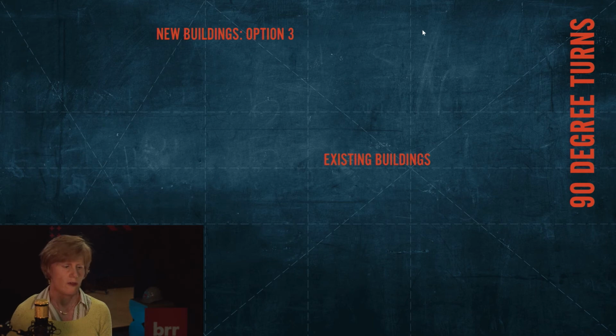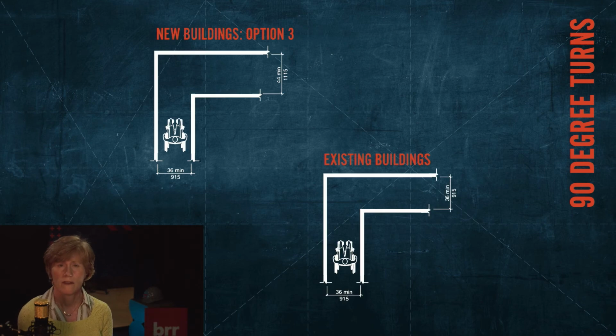So the third thing I want to talk to you about today has to do with 90-degree turns. So as you can see on the screen, a 90-degree turn for an existing building was generally a 36-inch accessible route, and you turn 90 degrees to another 36-inch accessible route. This really wasn't addressed in the previous standard, but now in the new standard, it's going to be referenced as an existing building option. So with the new building, we have 3 options available to us.